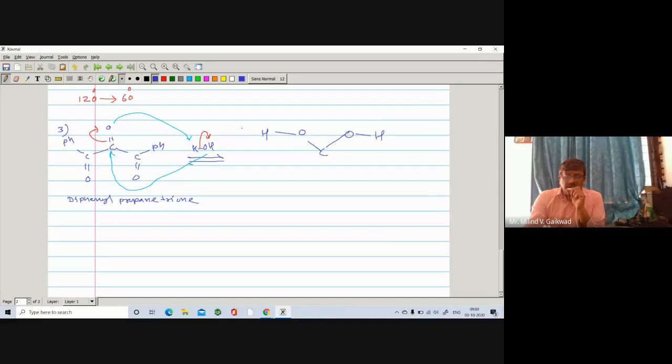Now I'll write the remaining part. So what is the remaining part? It has the COPh. So I'll put this COPh like this one. So here is the carbon, here is a C double bond O, and here is the Ph. Here is a C double bond O and a Ph. So same thing I have written.